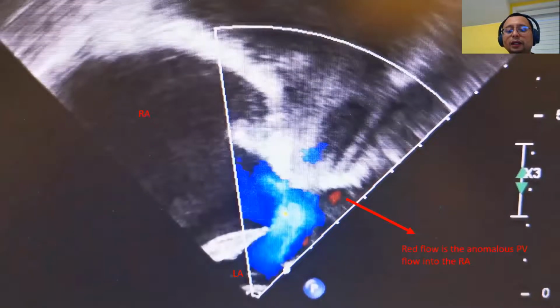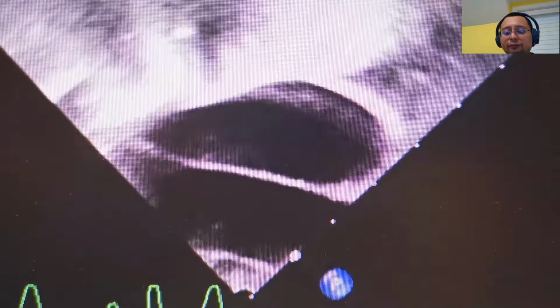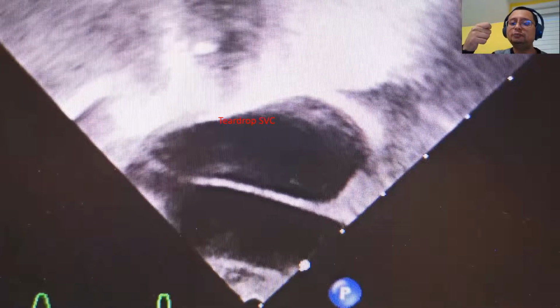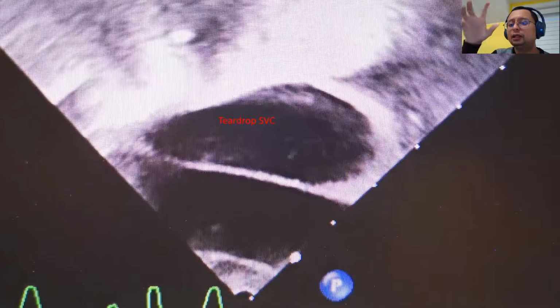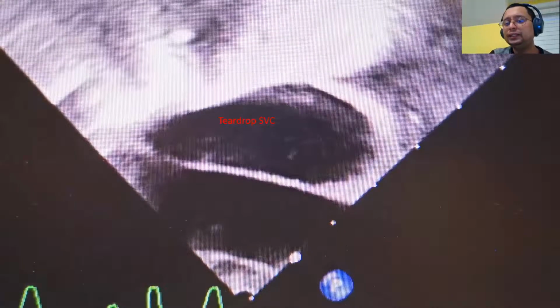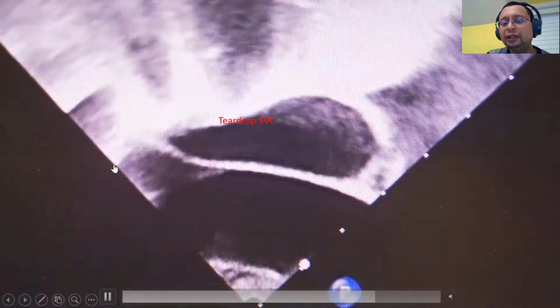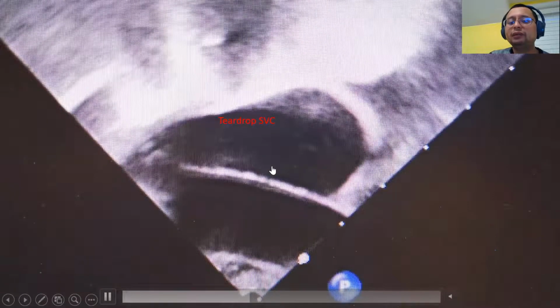Right. So I'm showing you again the view, right? So if let's say you will have your TEE and you pull up your TEE into the upper esophageal, you can see the aorta and the SVC side by side. Now the SVC should be round. Whenever you see SVC that look like a teardrop here, always be suspicious of anomalous pulmonary venous drainage. If you look at the picture after this, you can see the difference.